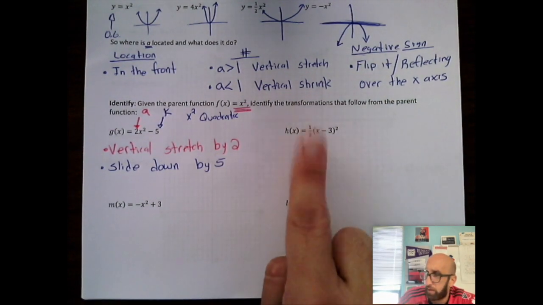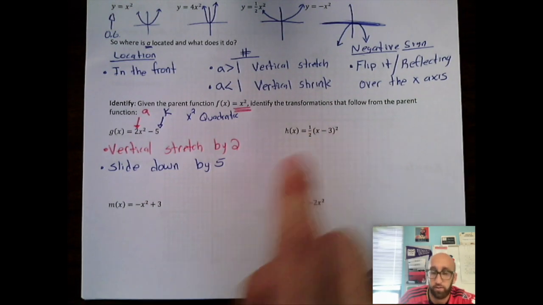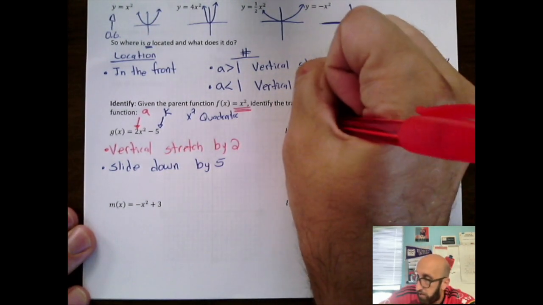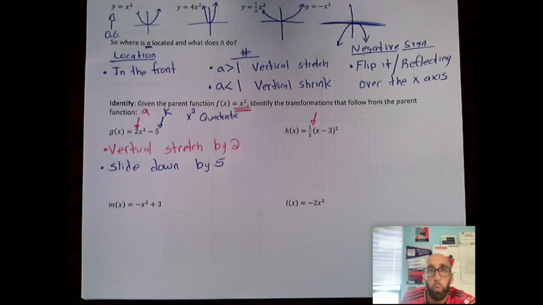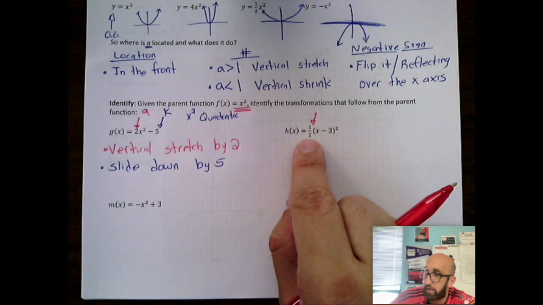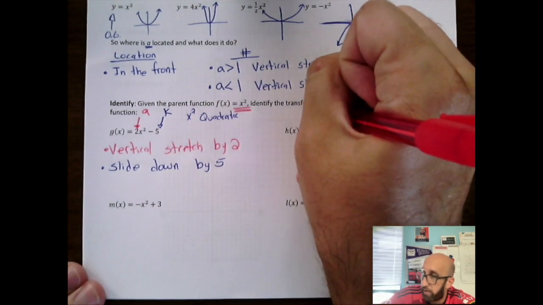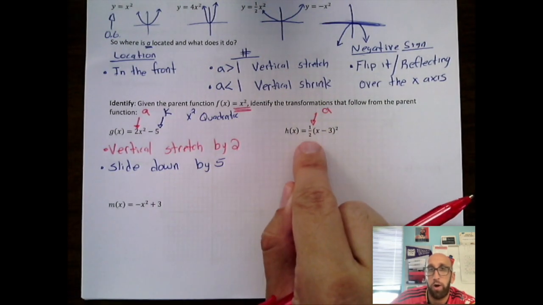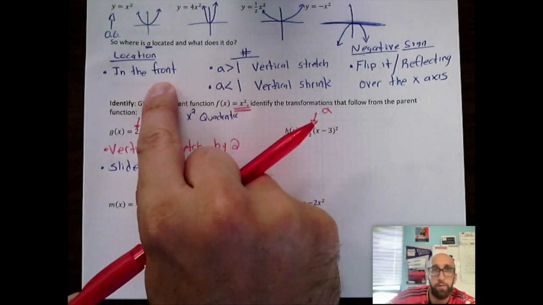A little bit faster now to the right one. h of x equals 1/2, then I got a parentheses x minus 3 squared. Same deal. I need to think about and describe every single number throughout the equation. First number I see is a 1/2. Now think about that location. I am located in the front. Since we are located in the front, that is A. I got a 1/2 in the front.